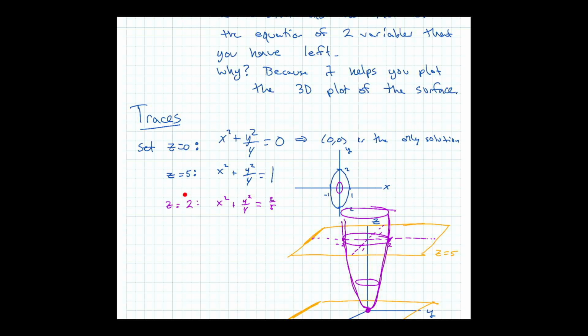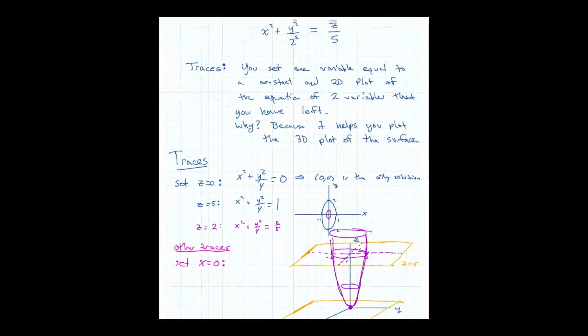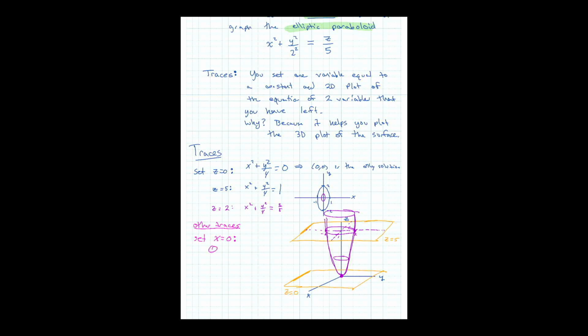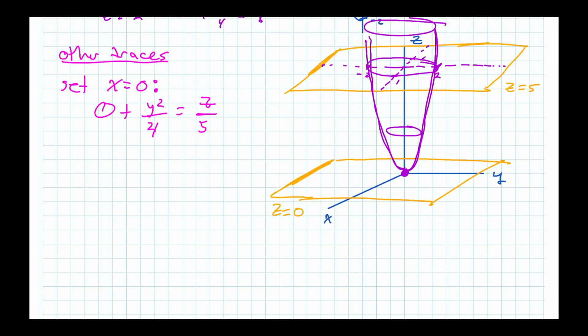Like, why are we setting z equal to something when we could also set x or y equal to something? So if you do traces like that, what would we get? So let's see here. So for other traces, what could we do? Well, let's set x equal to 0. What would we get if we set x equal to 0 in our original equation? We would get 0 plus y squared over 2 squared, which is 4, equals z over 5, right? Which, if we work this out, multiply both sides by 5, you get z equals 5/4 y squared.